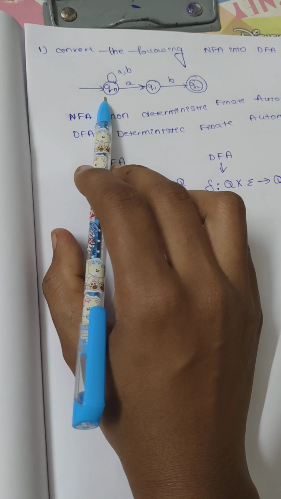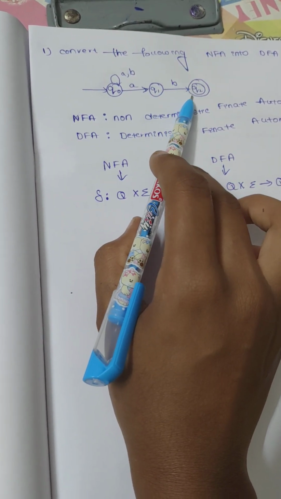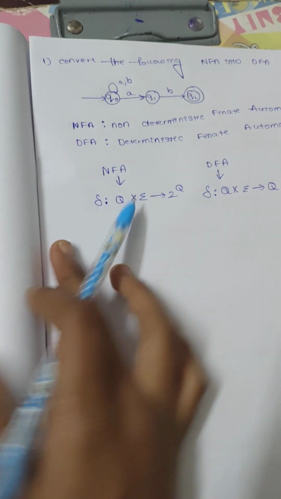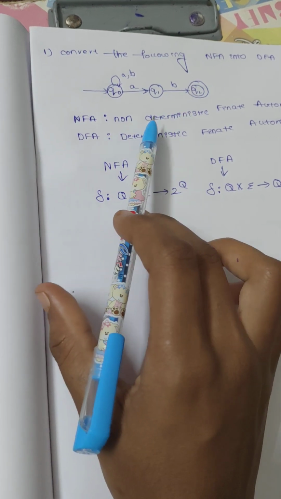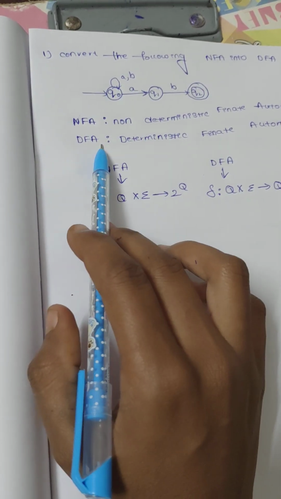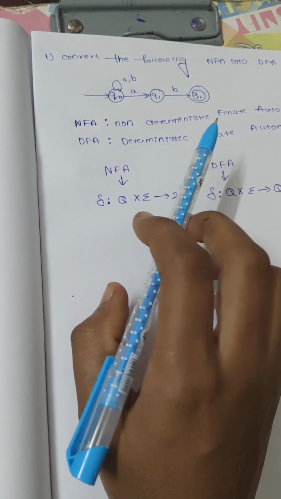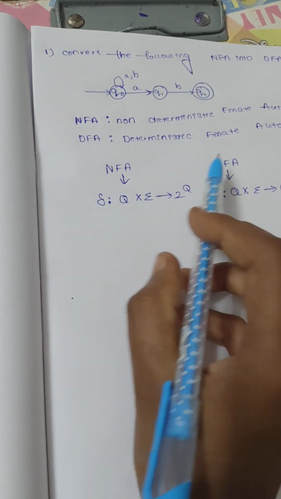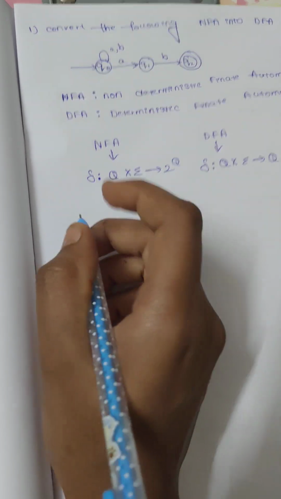In the given diagram, Q0, Q1, Q2 are the states, and this is the initial state and this is the final state. A, B are the input symbols. NFAs are used in the implementation of regular expressions, and DFAs are used in protocol analysis, security analysis, CPU control units, etc. So now, first of all, we convert the NFA to DFA.